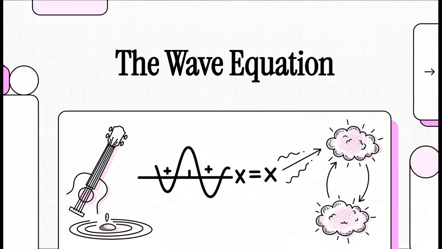You ever stop and think about what a vibrating guitar string, the ripples in a pond, and a beam of sunlight could possibly have in common? I mean, they seem like totally different things, right? But what if I told you they're all playing by the same rule book? Well, let's dive into this master rule of the universe, the wave equation.